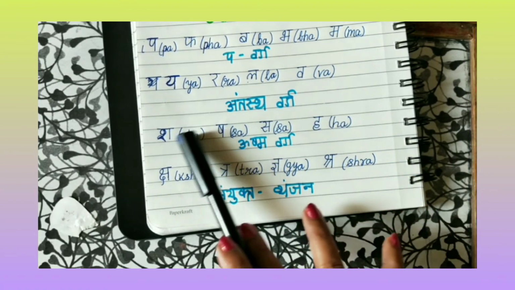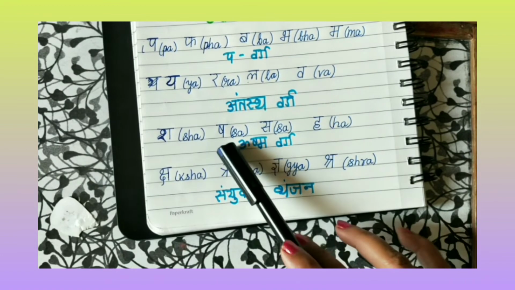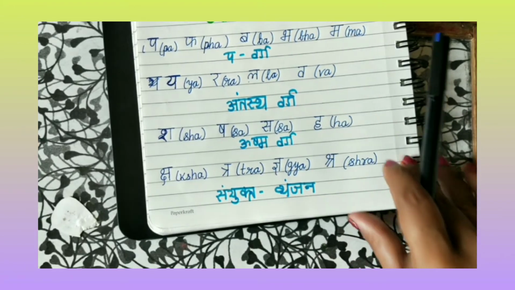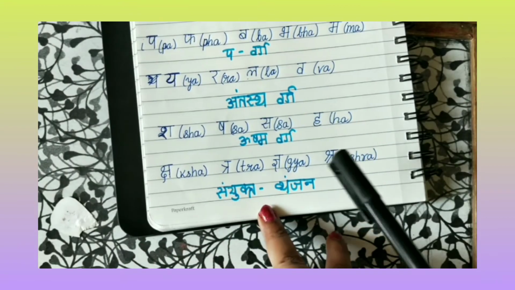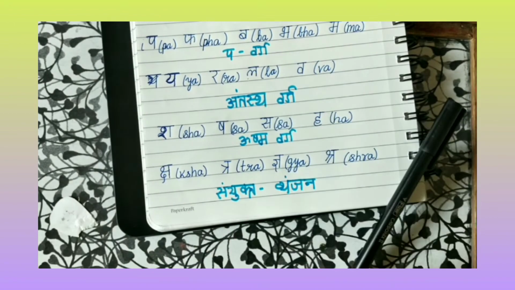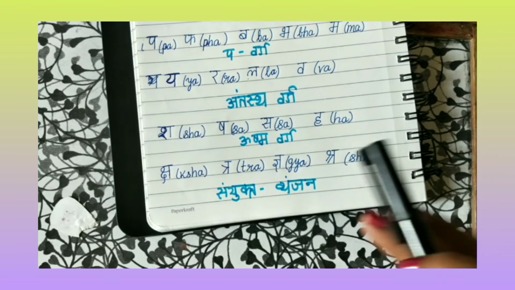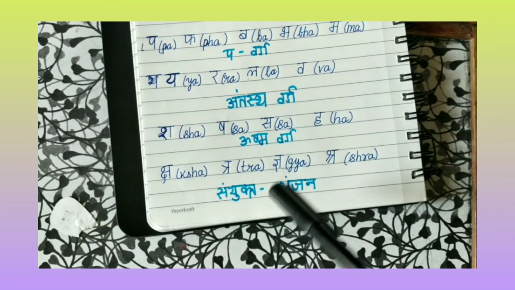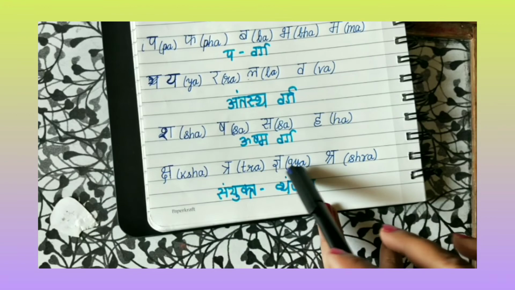Whenever we pronounce these four letters, warm air comes from our mouth. That's why these four letters are called ushma varga. Ushma means warmness. And the last part is Sangyukta Vyanjan. Sangyukta Vyanjan means conjunct consonant. There we can see two consonants put together. I will show and tell you thoroughly in my upcoming videos, but today I am just going to introduce the letters. So listen carefully. These four are called conjunct consonants. There are two letters put together: ksha, tra, gya, shra.